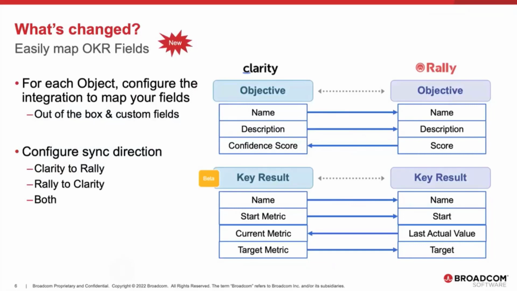For this release, Clarity's key results is tagged as beta. In fact, Rally's OKR solution is in beta today and expected to transition to open beta in late August and be generally available in mid-September. At that point, the Clarity key results beta tag will be removed. Next, you can also configure who owns the data. If Clarity does, use the Clarity to Rally sync direction. If Rally owns the data, use Rally to Clarity sync direction. And you can also configure when the sync occurs.